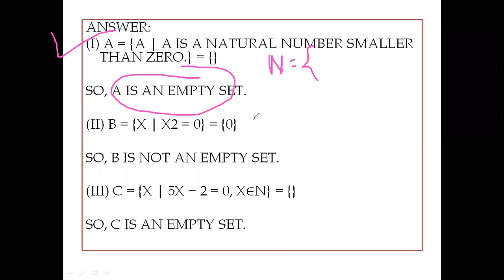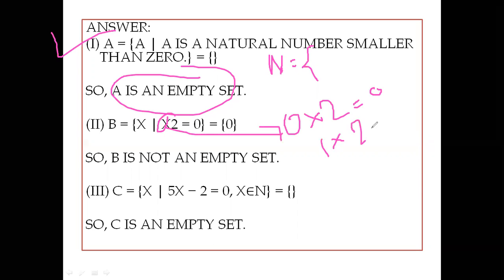Then B, x into 2 is equal to 0. Of course, then x should be 0 because 0 into 2 will be only 0. Or koi element lo, then you will not get it. Okay, 1 into 2, 2; 2 into 2, 4. So x should be 0. इसका मतलब B में 0 है. एक element है जो क्या है 0. So B is not an empty set.